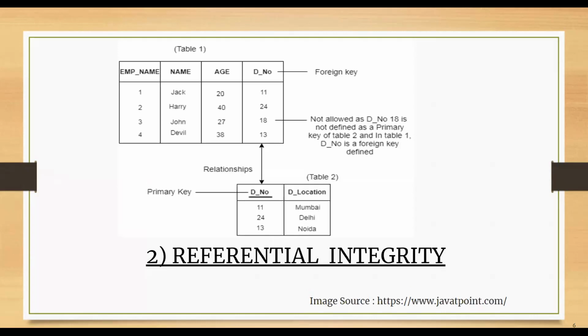Here in this example, we have employee data which has the fields employee name, employee ID, age, and D number. D number of the employee table is a foreign key, and its original table is the department table. Here you can see we are creating a relation between the D number of the department table and the D number from the employee table. You can see 11, 24, and 13. These are the records present in my original department table with the column name D number. But the department number 18 is not present in my original department table, so it will not be considered a valid foreign key.